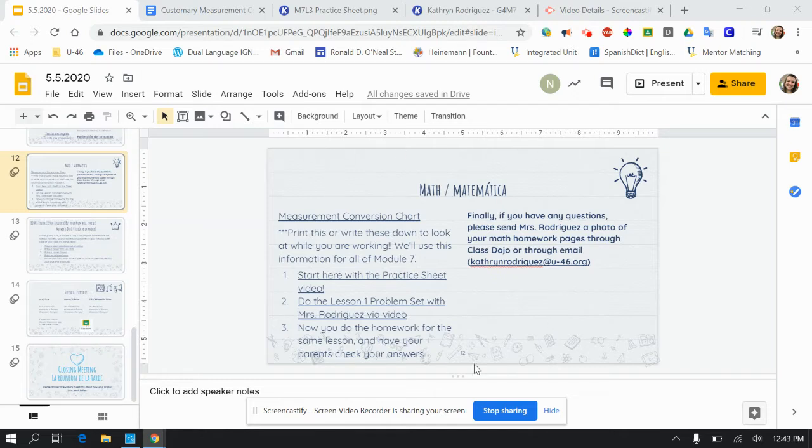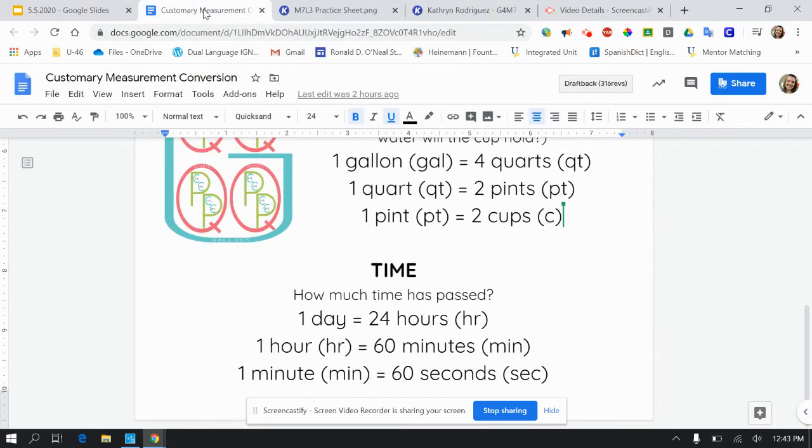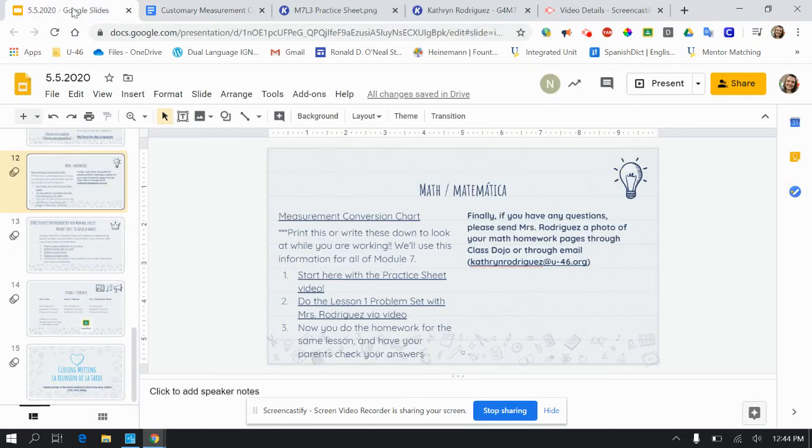Here is our format for this week. You have your measurement conversion chart. Please have that open so that you can refer to it when you need it. Even better, you might print it or write it down on another piece of paper so you are not depending on your computer to have these numbers in front of you, okay?